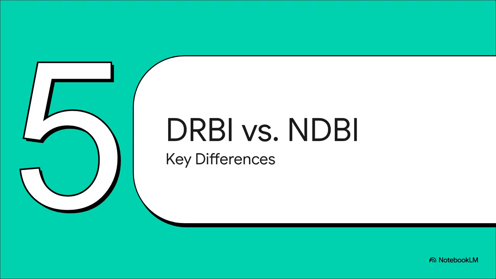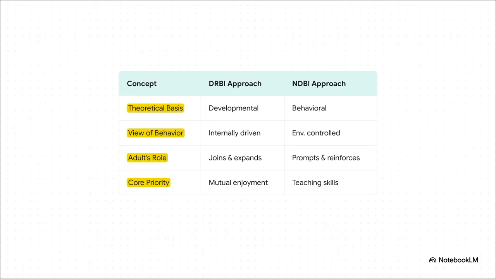All right, now that we have a pretty good feel for DRBI, it is time for a really important comparison. How does this stack up against NDBI, that other major category of intervention we mentioned? This is where having that clear definition really starts to matter. Okay, just looking at this table, you can see the differences between these two approaches are, well, they're massive. Let's start at the top.